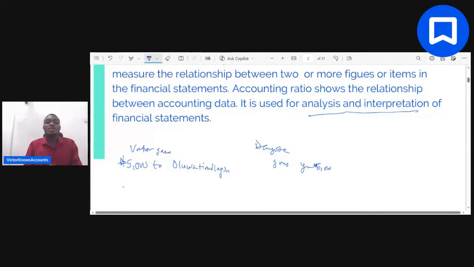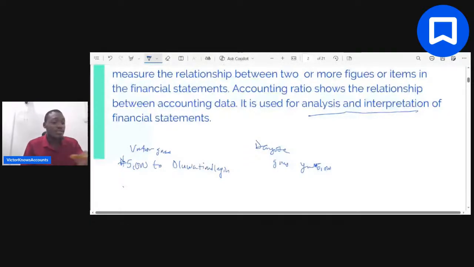But somebody comes, analyzes the financial statement, and brings you what you need, interpreting it to you with the use of ratios. With that ratio, you don't need to look at every other figure. The ratio shows you the relationship between every figure in that financial statement, and once you see that ratio, you can understand what is going on. So accounting ratio shows the relationship that exists between accounting data. Since it is used for analysis and interpretation, our analysis and interpretation of financial statements will help us evaluate whether the company is doing well or not.